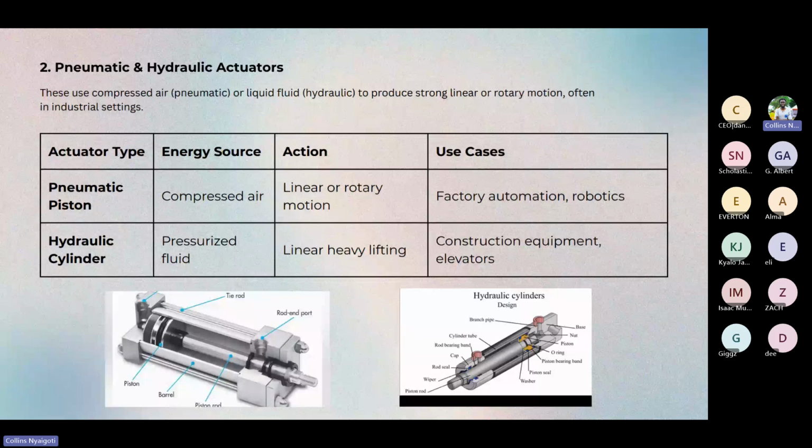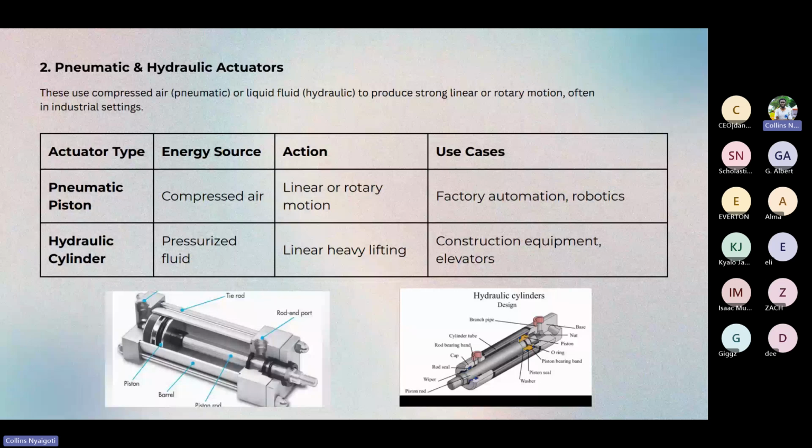They are the pneumatic and hydraulic actuators. So pneumatic is air. Any actuator that uses air is a pneumatic actuator, and a hydraulic actuator, the one that uses liquid, is a hydraulic actuator. They produce linear or rotary motion using the fluid, either air or liquid.